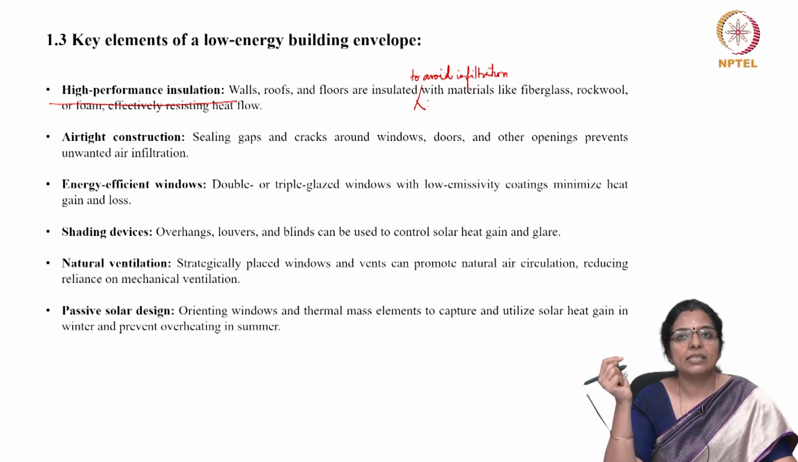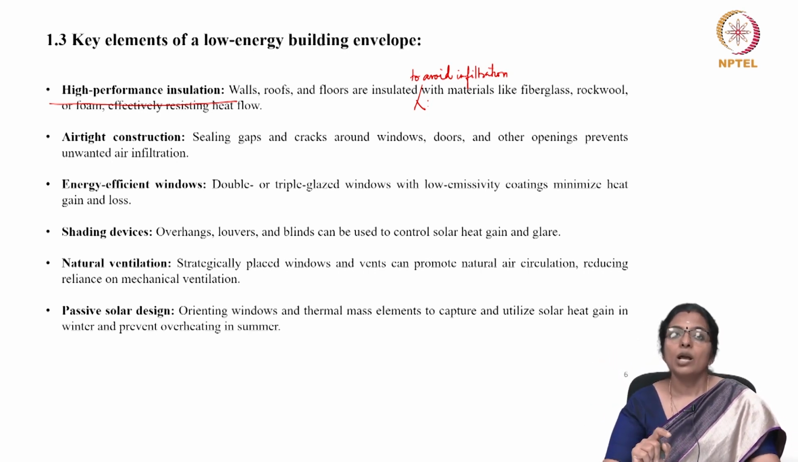You must have good shading devices because they are very important; they can shade the windows, shade the glass, and therefore they can prevent direct solar radiation from entering inside. Shading devices could be your overhangs or louvers or blinds, and they can be used to control the solar heat radiation inside. When needed, depending on the climate, the building should be able to facilitate natural ventilation. So, strategically placing the windows and ventilators becomes important. You must have good solar design by orienting the windows and the thermal mass elements to capture and utilize solar heat gain during winters, and you must prevent overheating in summer.